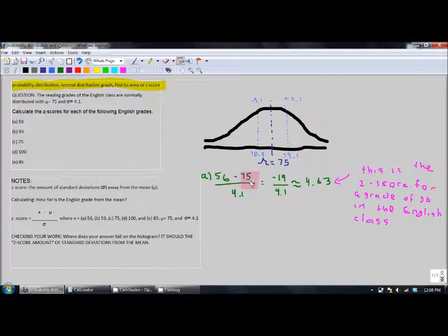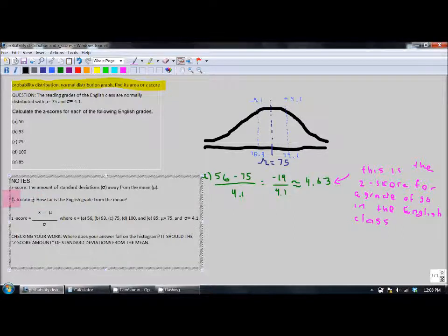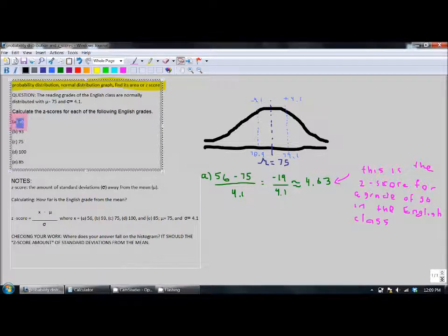How you would solve part A is, well, I guess I skipped one of the notes, but pretty much what we're doing is we're calculating how far the English grade is from the mean. That's all you're really doing. That's what this question is asking you. How far is this English grade here? How far is 56 from the mean? Right? How far is 56 from 75? So that's pretty much how you would solve these questions.